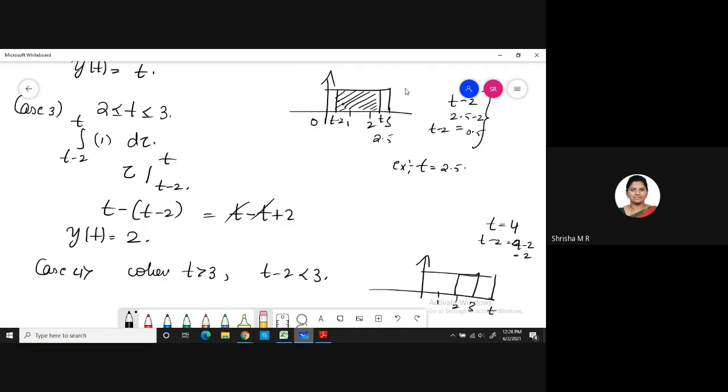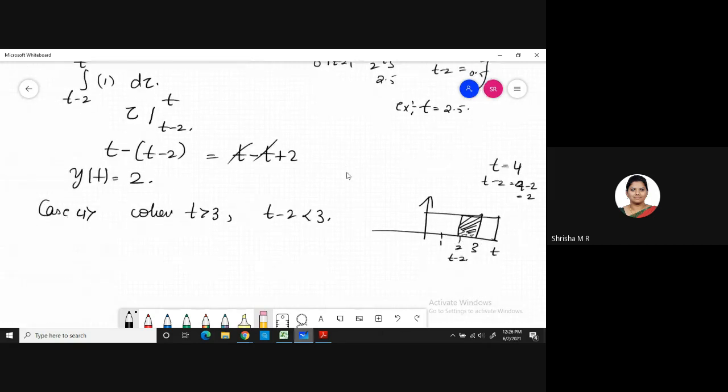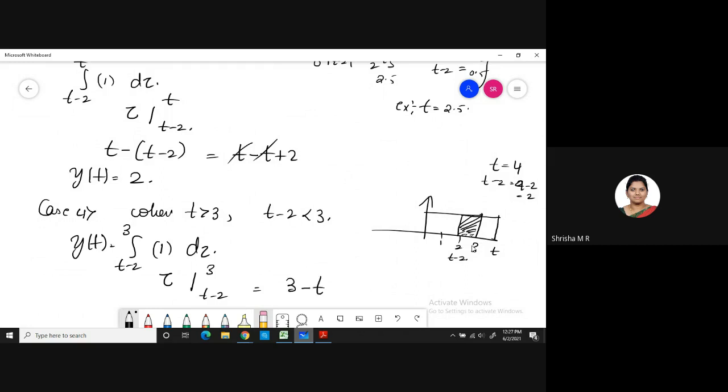So this is the overlapping space. What is the overlapping space? Here you have t, here you have t minus 2. What is the overlapping space? t minus 2 to 3. Yes. So you have y of t equal to the integral from t minus 2 to 3 of 1 into d tau. So you get tau with limits 3 and t minus 2. So if you put upper limit minus lower limit, you have 3 minus (t minus 2), which is equal to 3 minus t plus 2, which is equal to 5 minus t. Got it?